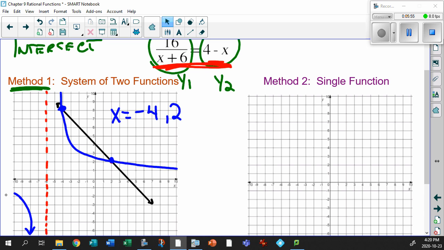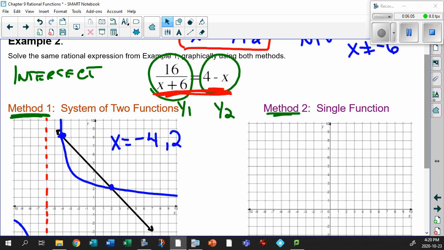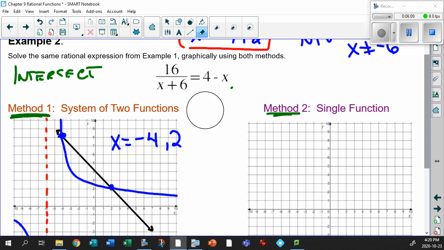That was supposed to be review from last year. Let's go on to the other method here. This is method 2. This is called the single function method. Now, this is also really, really easy. Let me show you how it works. Just clear this off here. I'm just going to wipe this out because I don't want this to confuse us at all.